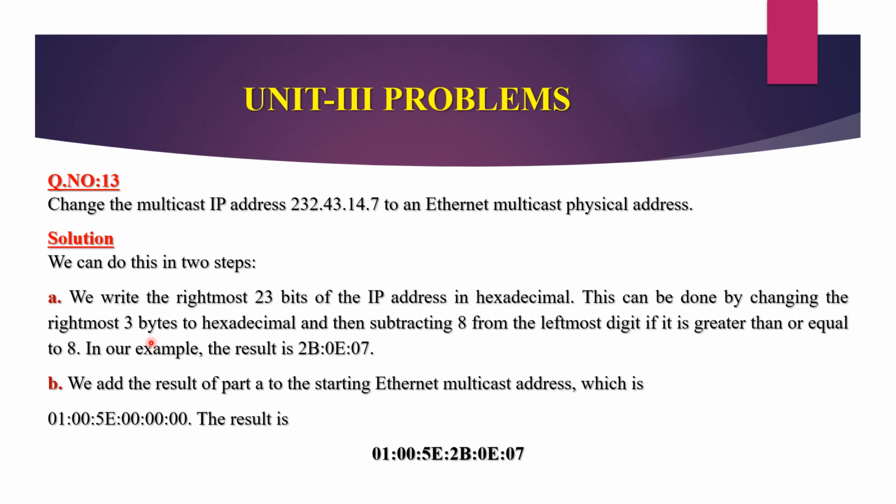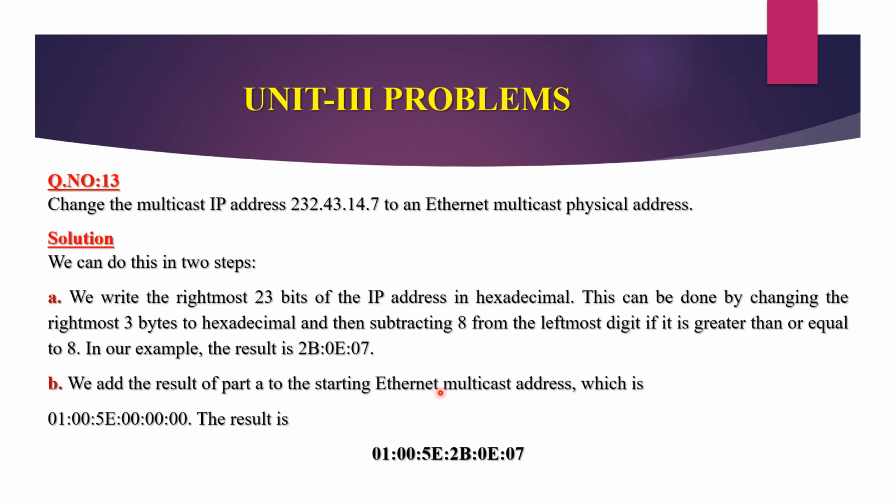we write the rightmost 23 bits of the IP address in hexadecimal. This can be done by changing the rightmost 3 bytes to hexadecimal, then subtracting 8 from the leftmost digit if it is greater than or equal to 8. In our example, the result is 2B.0E.07.